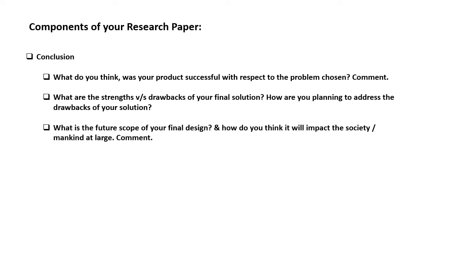So coming to the next section, which is the conclusion. Here you can go through each of these points, like what do you think, was your product successful with respect to the problem chosen? So now you would be concluding your paper. You have to reflect on how the overall exercise was, and you can also reflect upon the strengths versus the drawbacks of your final solution, and how you would be planning to address the drawbacks of your solution.